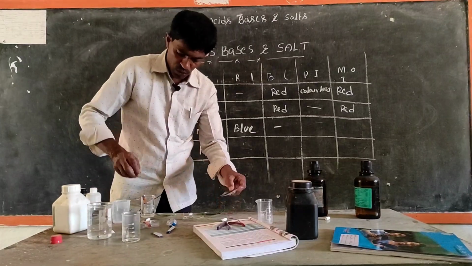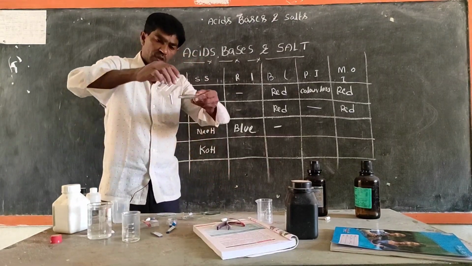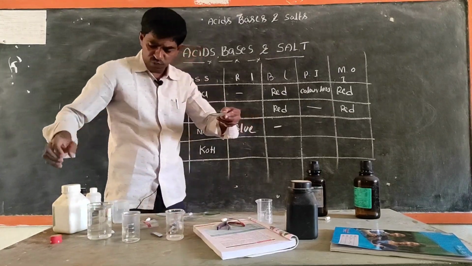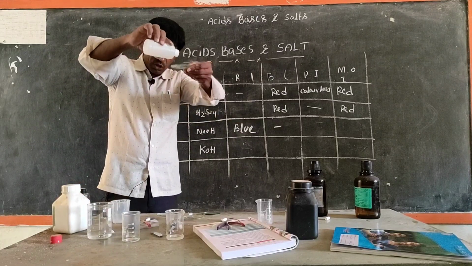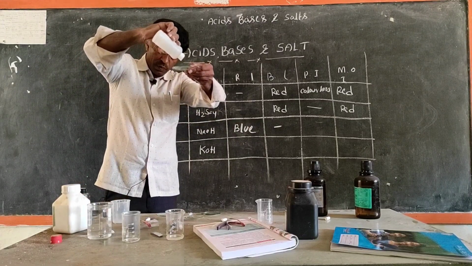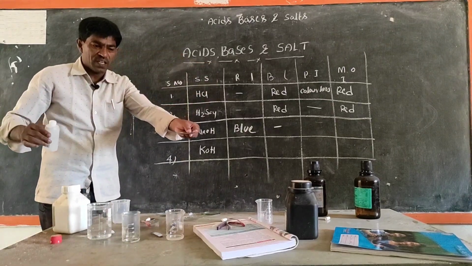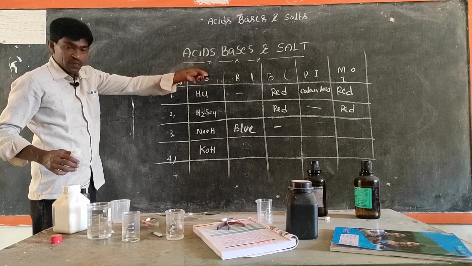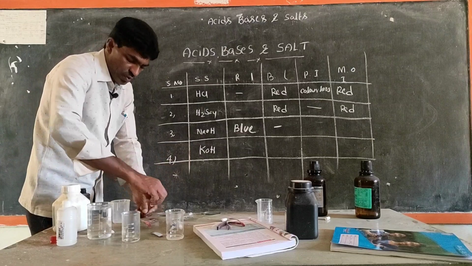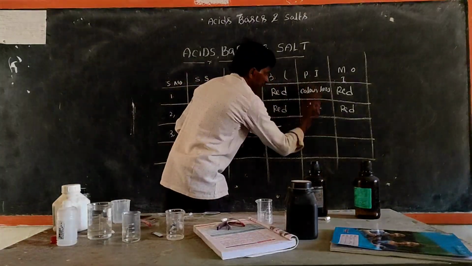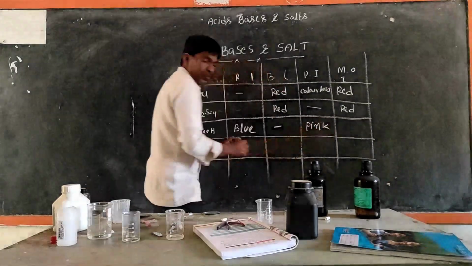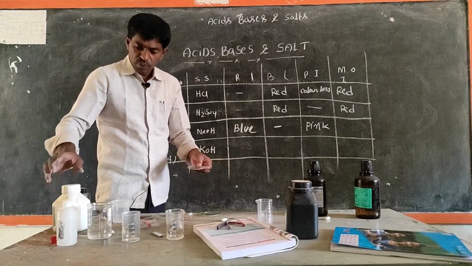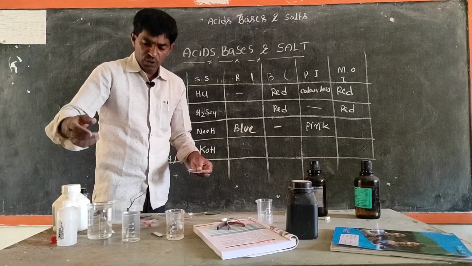Take a little amount of basic solution in a watch glass and add a phenolphthalein indicator to it. What do you observe? You observe a pink color solution. So bases react with phenolphthalein to turn it pink. Bases turn phenolphthalein to pink color.